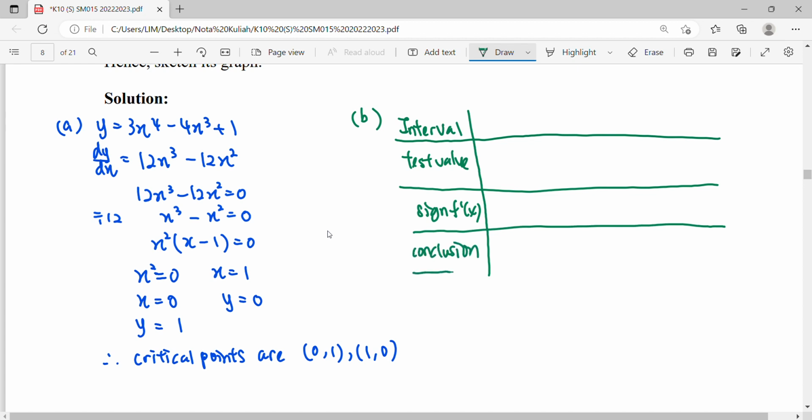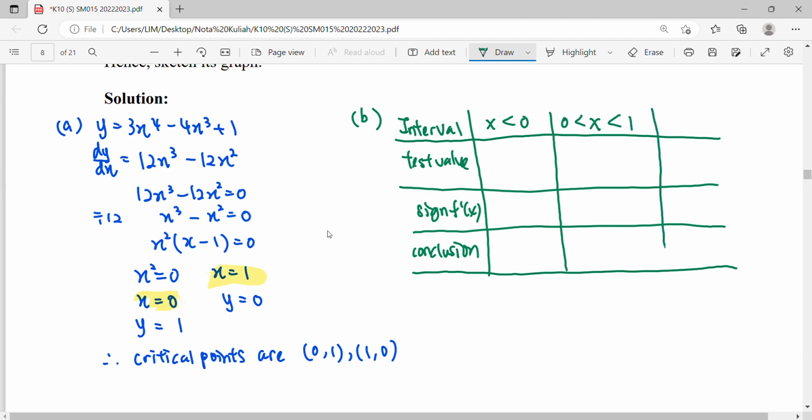So how many intervals do we have here? When we're having 2 points, where x is equals to 0, another x is equals to 1. So our interval will be less than 0, and then between 0 and 1. After that, more than 1. So the test value will be a random value less than 0. We can choose -1, let's say. So this one we can choose 0.5. More than 1 we can choose 2.